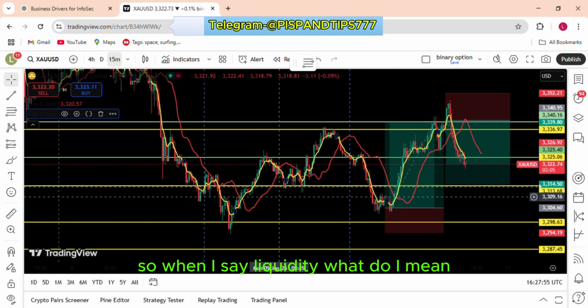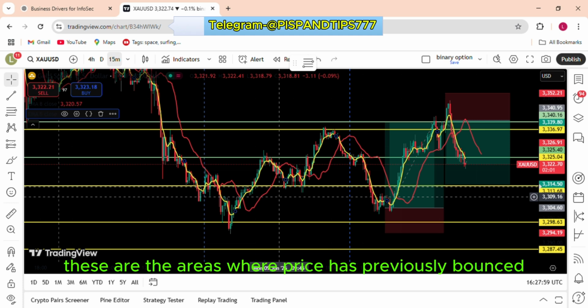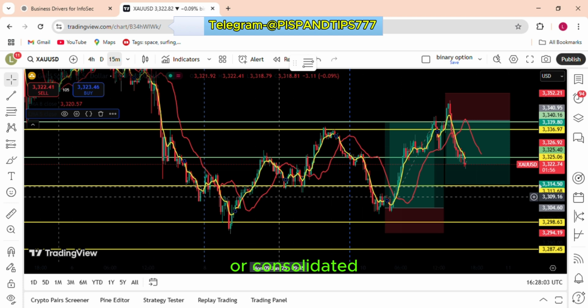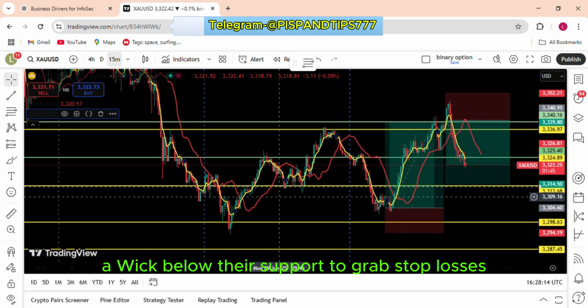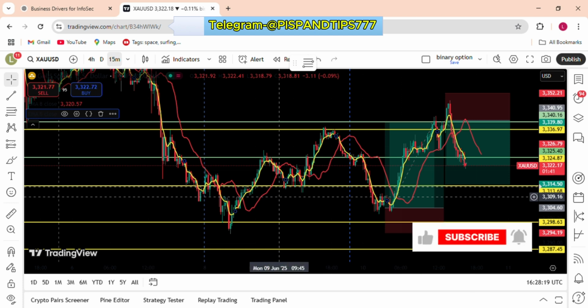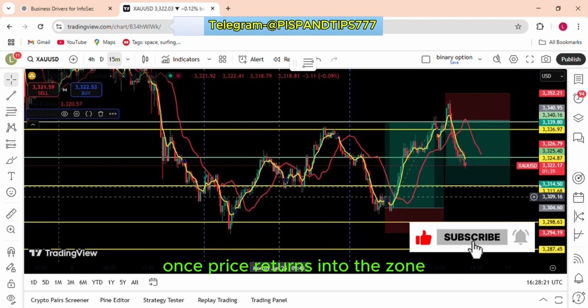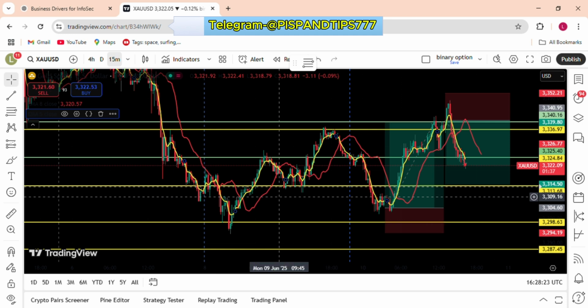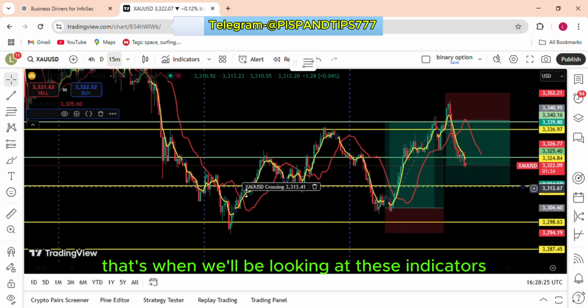So when I say liquidity, what do I mean? These are the areas where price has previously bounced or consolidated, places where big players leave orders. Sometimes you will see a fake out, a wick below the support to grab stop losses. That's liquidity being taken. Once price returns into the zone, that's when we'll be looking at these indicators.